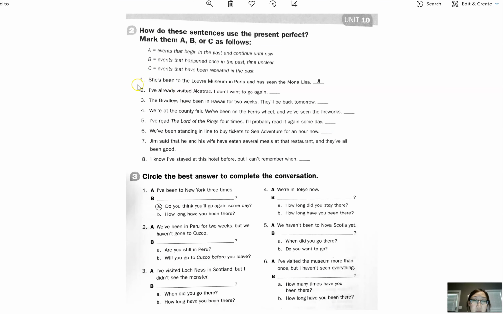So let's take a look at number 1. She's been to the Louvre Museum in Paris and has seen the Mona Lisa. It just says she's been there and has seen the Mona Lisa, but it doesn't say when. It doesn't include a time, so the time is unclear. So the answer is B. Go ahead and do numbers 2 through 8, and you can pause the video and continue when you're finished.